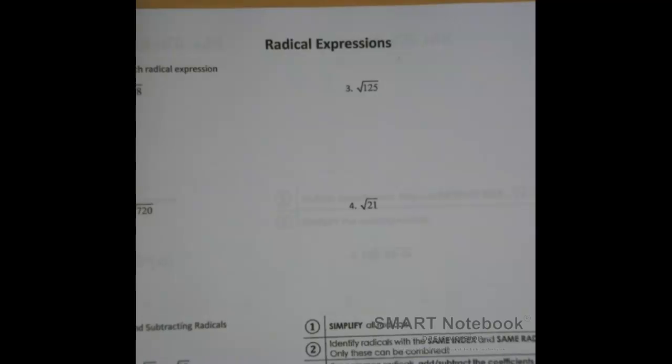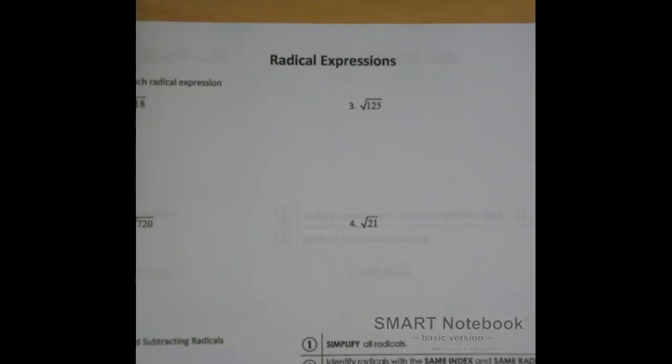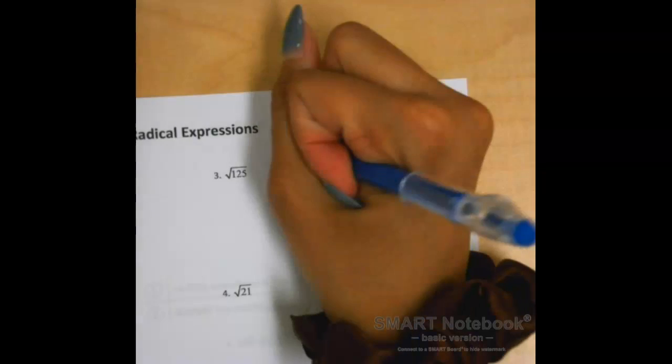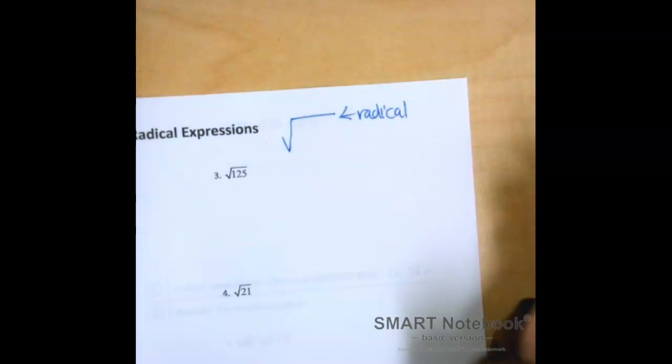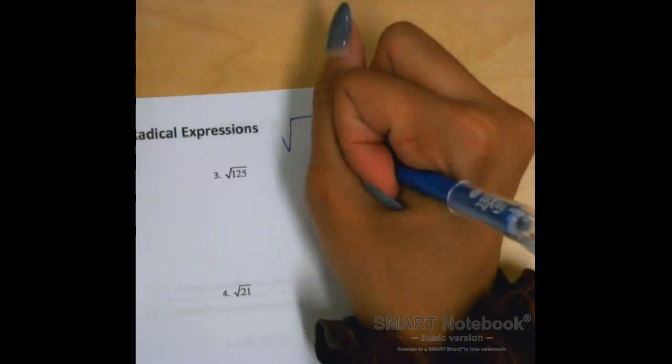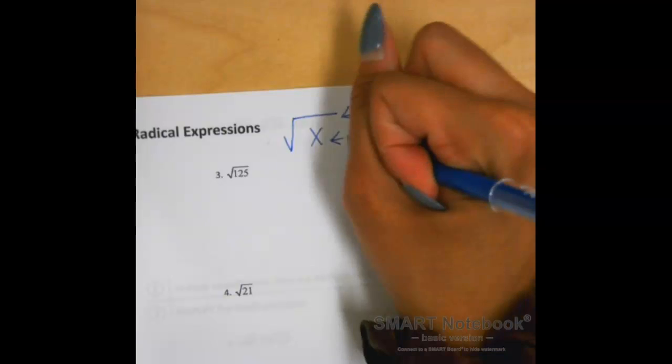So today we're going to look at radical expressions. First I want to go through the different pieces of a radical so that you're not confused. Whenever I talk about a radical today, I'm talking about this little shape. This is called a radical. Underneath that radical, you have variables and numbers, so combinations of variables and numbers. This is called a radicand.